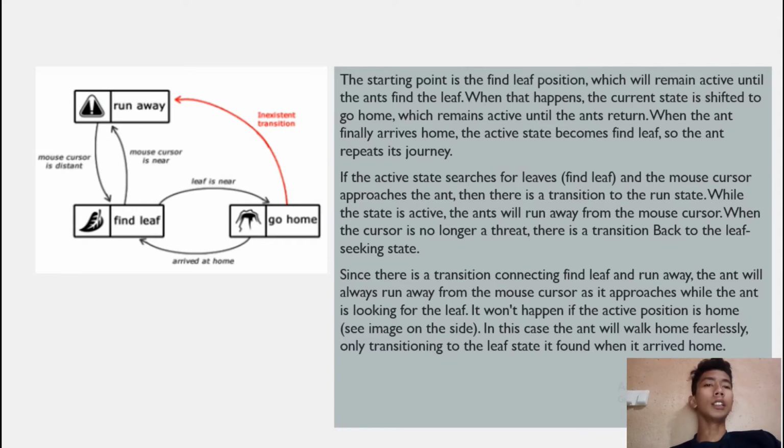Since there is a transition connecting find leaf and run away, the ant will always run away from the mouse cursor as it approaches while the ant is looking for the leaf. It won't happen if the active state is go home. In this case, the ant will walk home fearlessly, only transitioning to the find leaf state when it has arrived home.